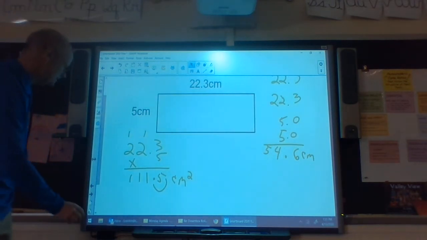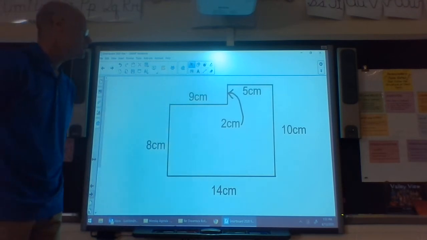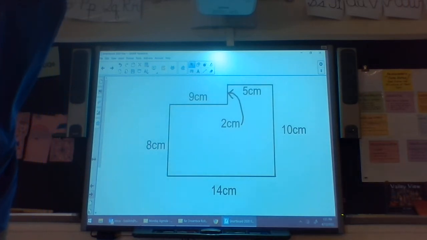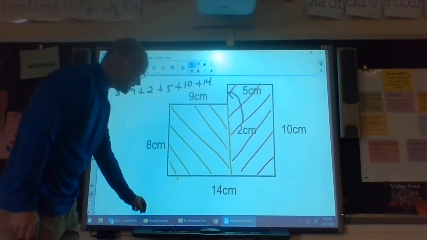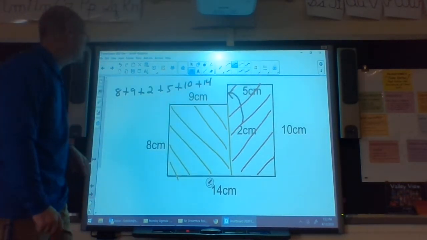This one's a little bit more difficult. Again, it's one of those that you have to break apart. You can figure out the area and perimeter of this one for me, and I'll be right back with you. Okay. Now, to figure out my perimeter, I just wrote down all my sides. I'm going to add them together.